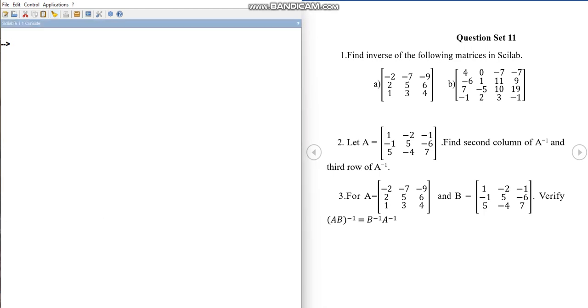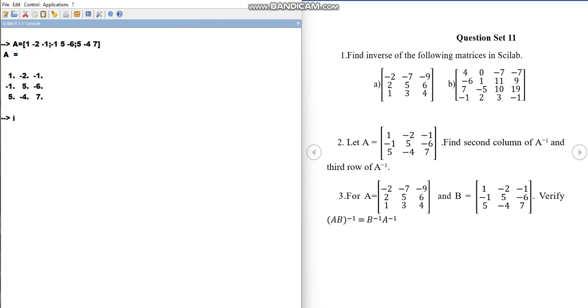Now the second question is, a matrix is given and we have to find the second column of A inverse and the third row of A inverse. So let me tell you, if A is given, let us take the A. In the previous session we did this, that if you want a particular row or a particular column, for inverse also we can do that. It is not necessary to store it somewhere and then call the function. What we can do is -1 5 -6. This is 5 -4 and 7. So this is the matrix.